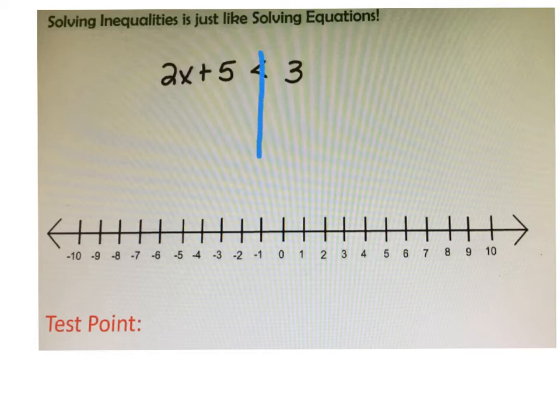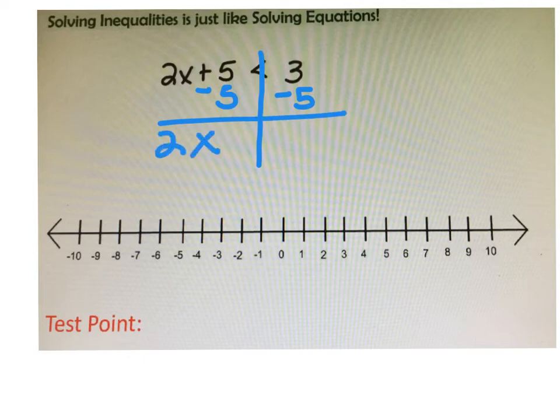So I'm going to draw my line down just like if that was the equal sign. My first step to get the x by itself is to subtract 5. So go ahead and subtract 5 from both sides. Okay, so I end up with 2x, and on the other side I end up with negative 2. I have one more step. I'm going to divide by 2. So I end up with x and negative 1 on the other side.